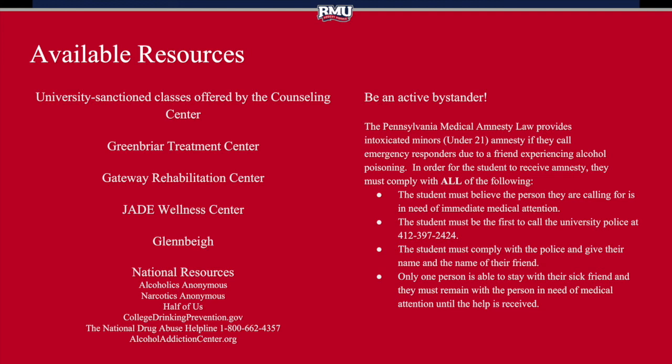Alcohol 102 is a one-on-one meeting with a therapist to discuss personal alcohol usage. Alcohol 102 is assigned to those who have received a previous alcohol sanction and have completed Alcohol 101. Local drug and alcohol treatment centers are available for students, staff, and faculty. These centers include Greenbrier Treatment Center, Gateway Rehabilitation Center, Jade Wellness Center, and Glen Bay. National resources include Alcoholics Anonymous, Narcotics Anonymous, Half of Us, and collegedrinkingprevention.gov.